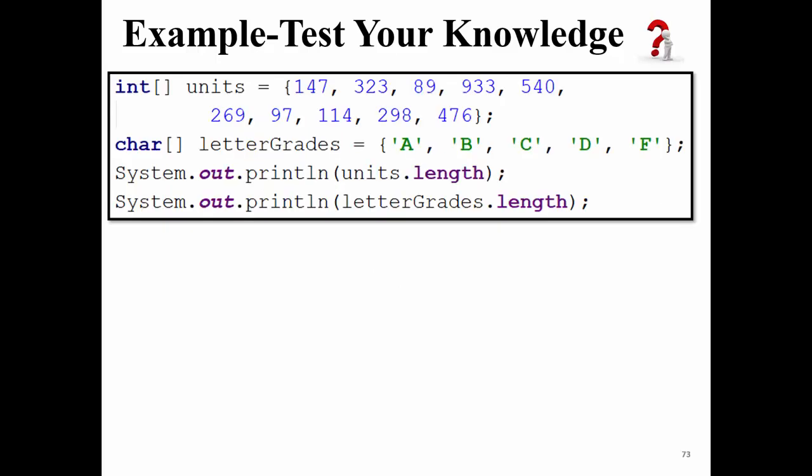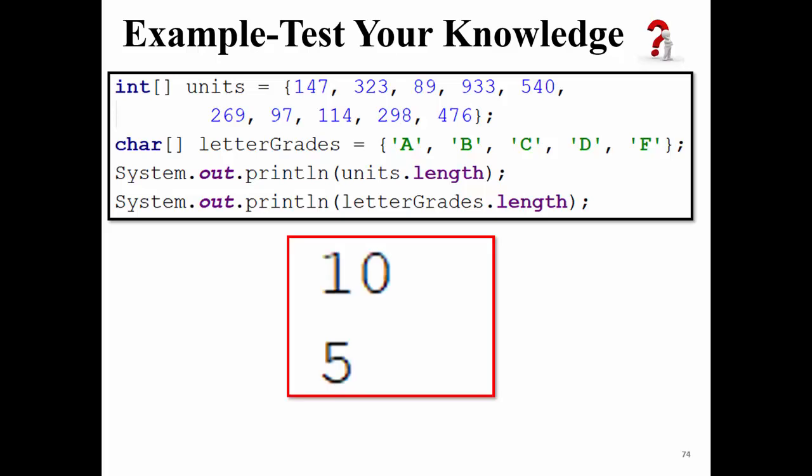What about this one? Here we didn't specify the length of units and the letter grade. We leave the task to the compiler. The compiler will read the initialized values, specify the number of elements that are needed, and declare the array based on that. So what's the length for the units and what's the length for the letter grade? 10 and 5. That's true.